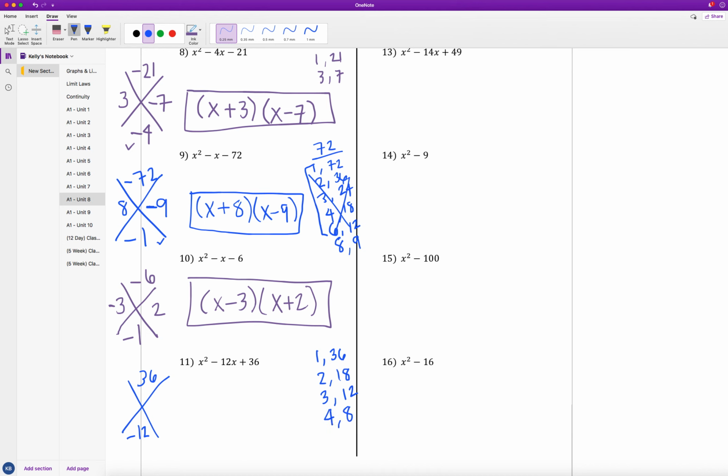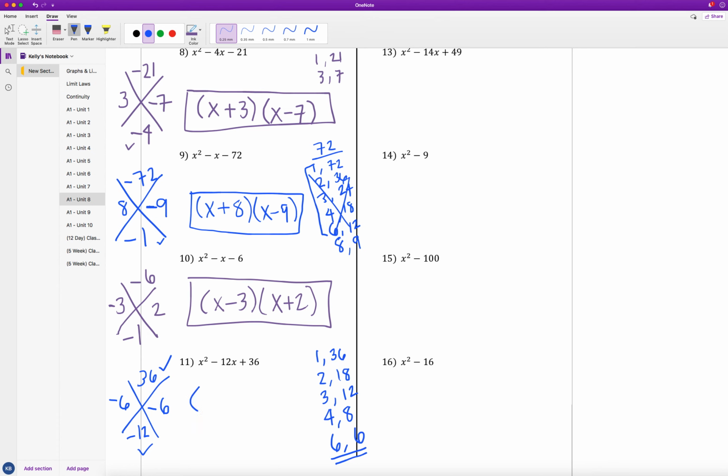4 and 8, that's not going to get me there. But then I also have 6 times 6. This one's going to work here. So this is a unique type of example we're seeing here, where the two factors are actually going to be identical. So 6 times 6 does give me 36. I need to make them both negative, because -6 times -6 also is 36. But more importantly, -6 plus -6 will give us -12.